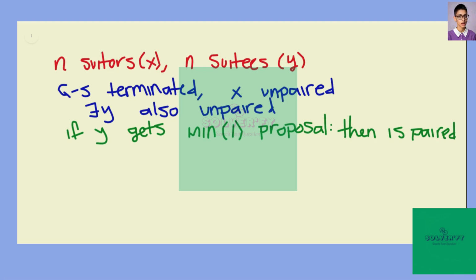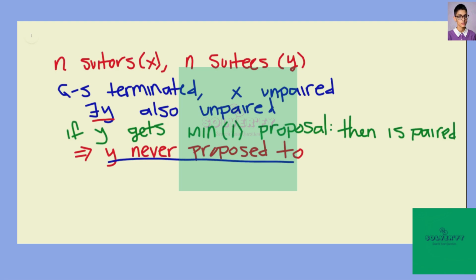Okay, but in order for there to be an unpaired y at the end, that would imply that this particular unpaired y was never proposed to. But in order for the algorithm to terminate, right? Because this algorithm goes through every iteration of these preference lists, right? So in order for the algorithm to have terminated, just by the way the algorithm is defined, there must have been a proposal. So this is a contradiction.